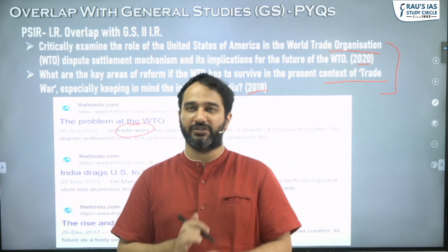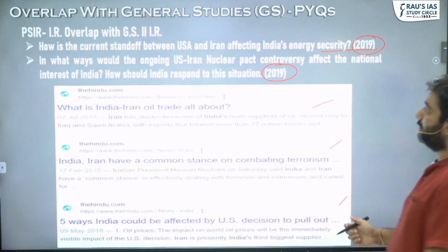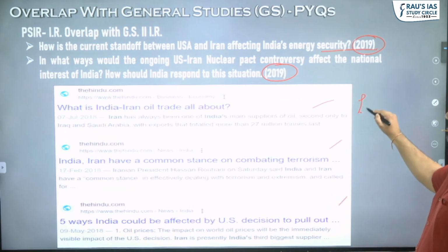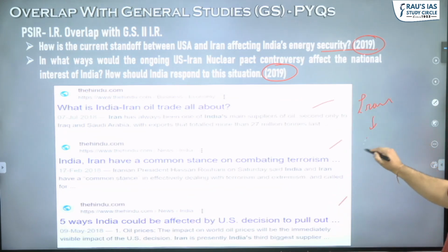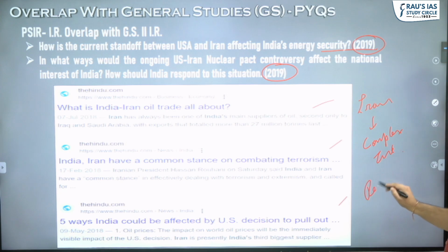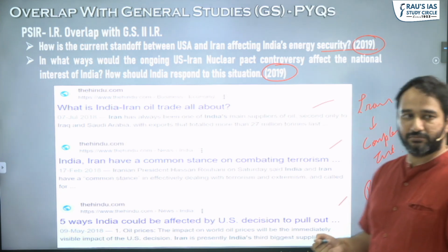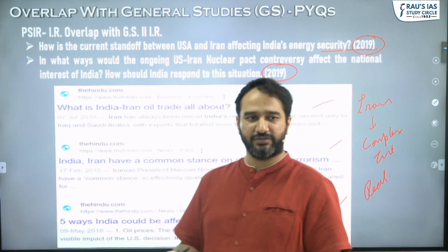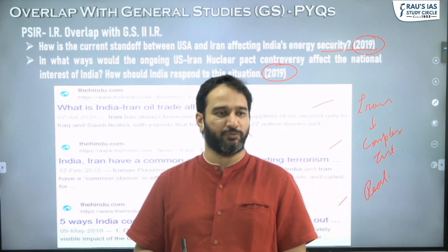So when we talk about, let's say, the Iran issue, you would bring in the ideas of complex interdependence, which is an IR theory. You would bring in the ideas of realism, which talks about conflict. You bring in two theories, one thinker, your answer is done. It won't be that difficult.